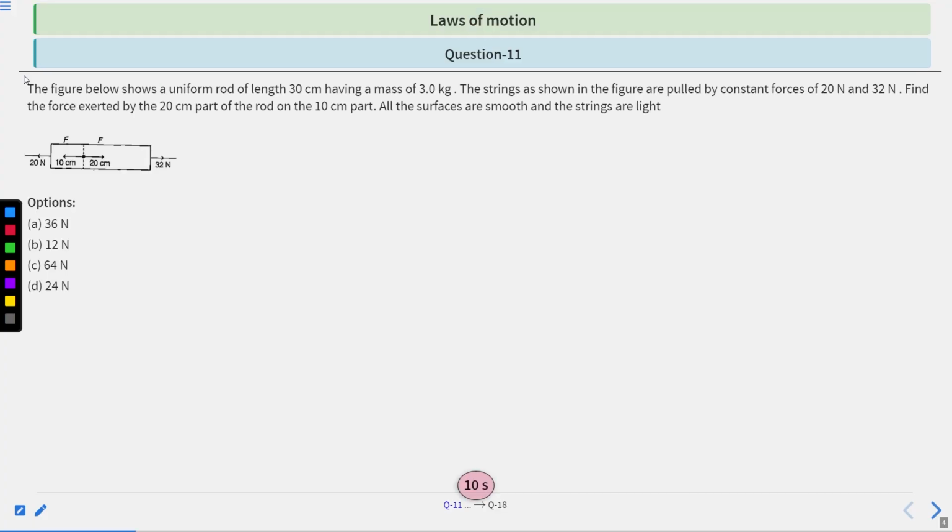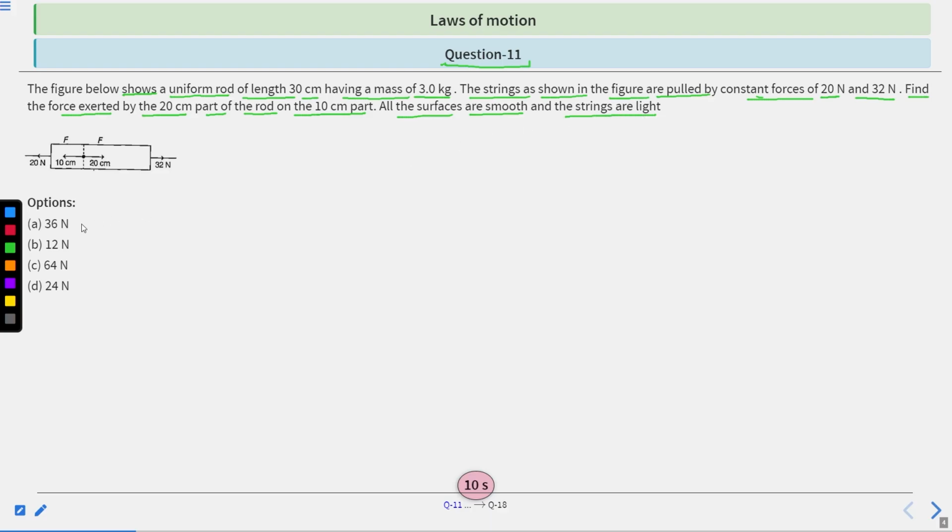So first question, or we can say 11th question: the figure below shows a uniform rod of length 30 centimeter having a mass of 3.0 kg. The strings as shown in the figure are pulled by constant forces of 20 Newton and 32 Newton. Find the force exerted by the 20 centimeter part of the rod on the 10 centimeter part. All the surfaces are smooth and strings are light.